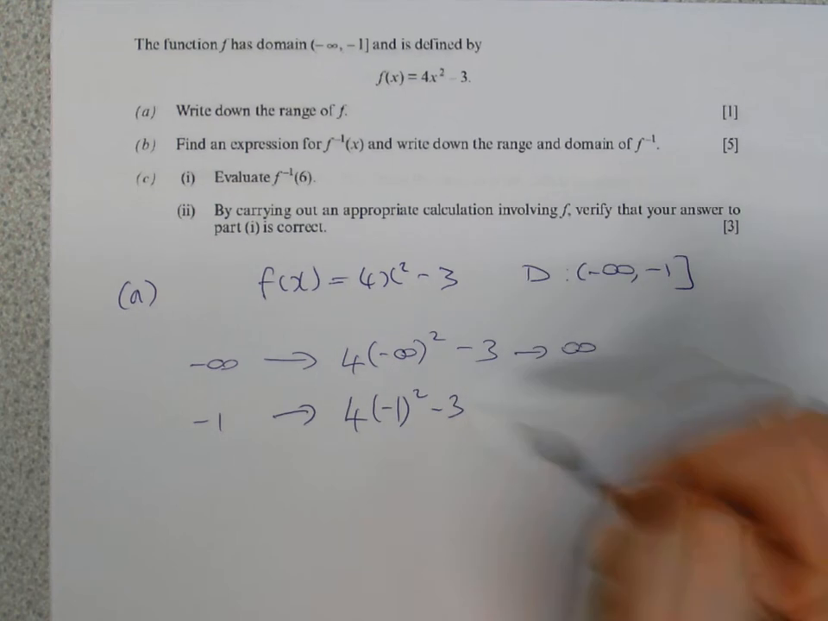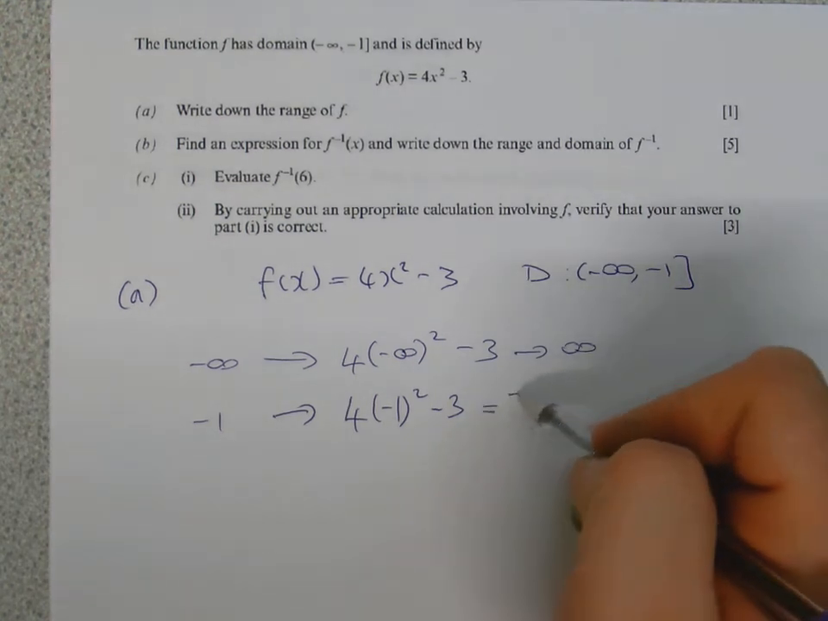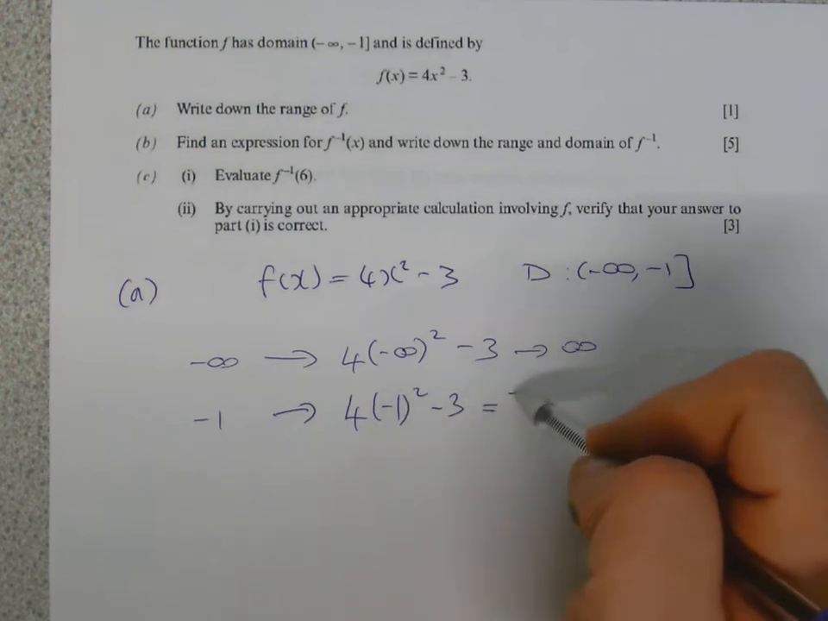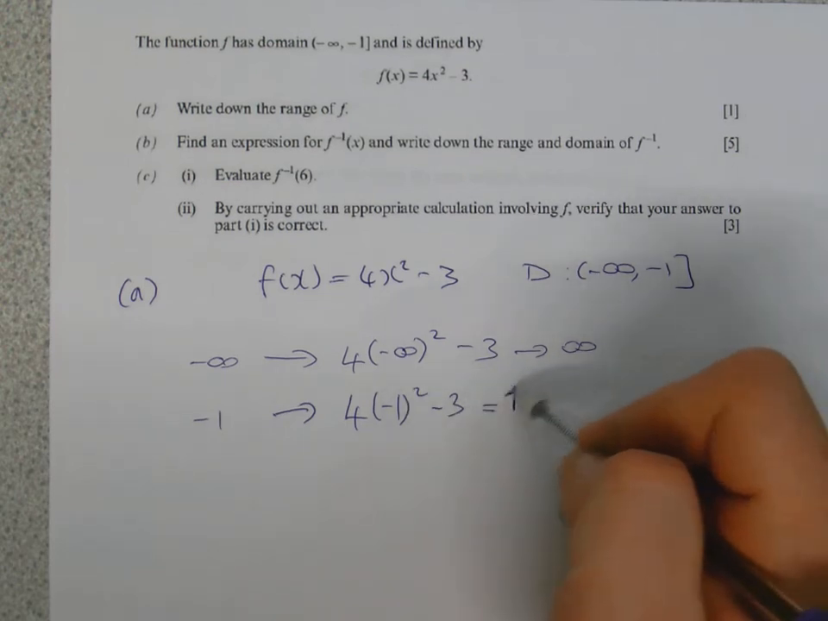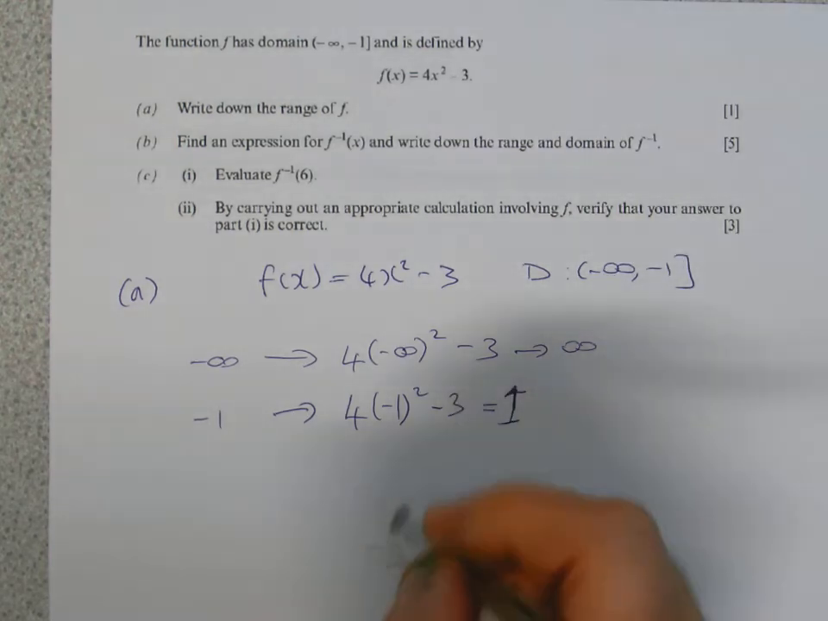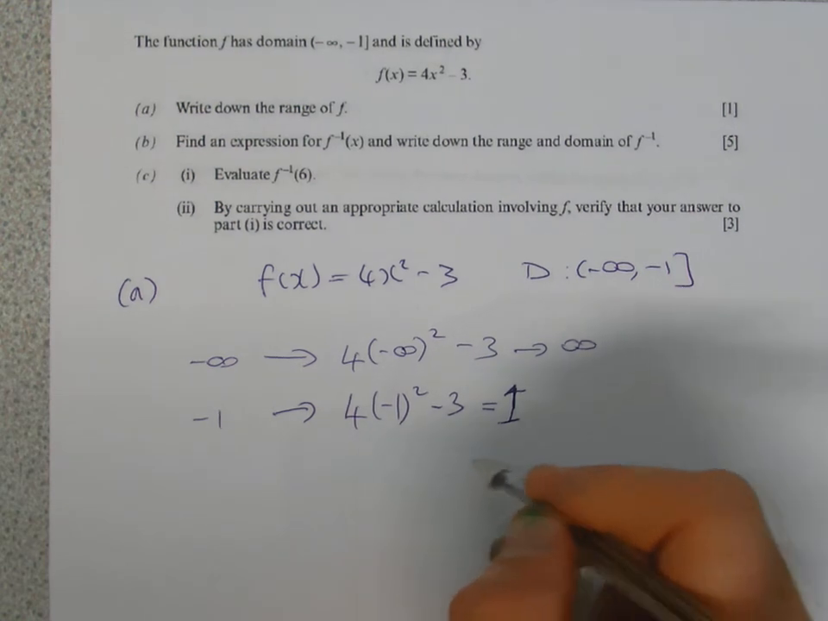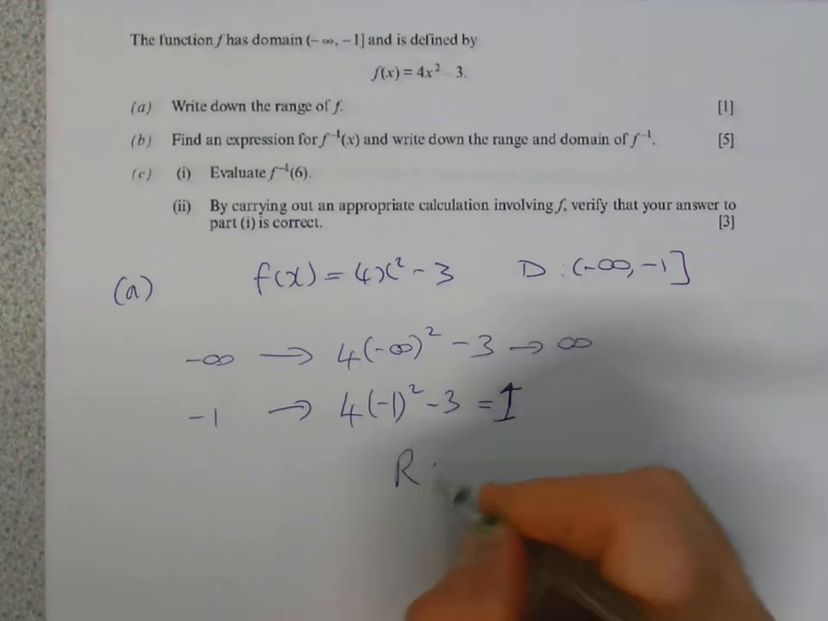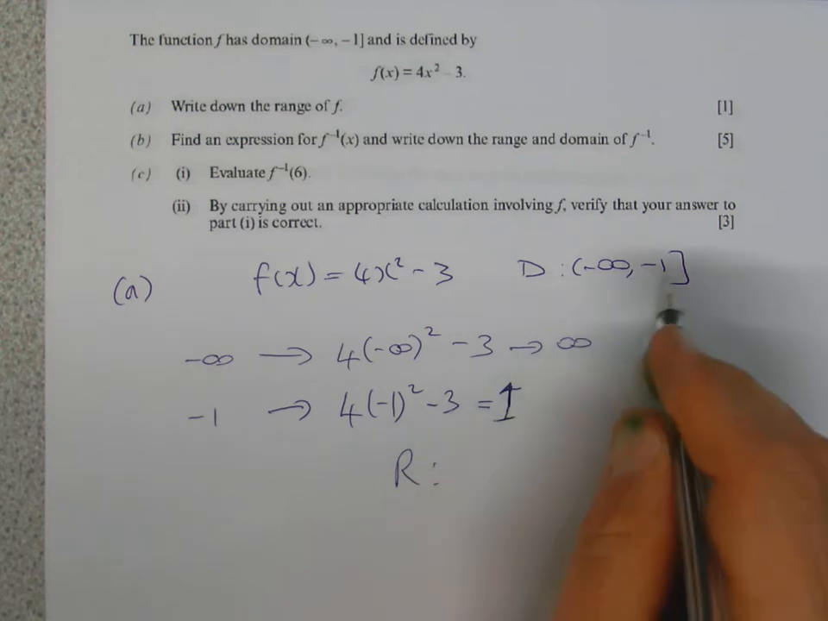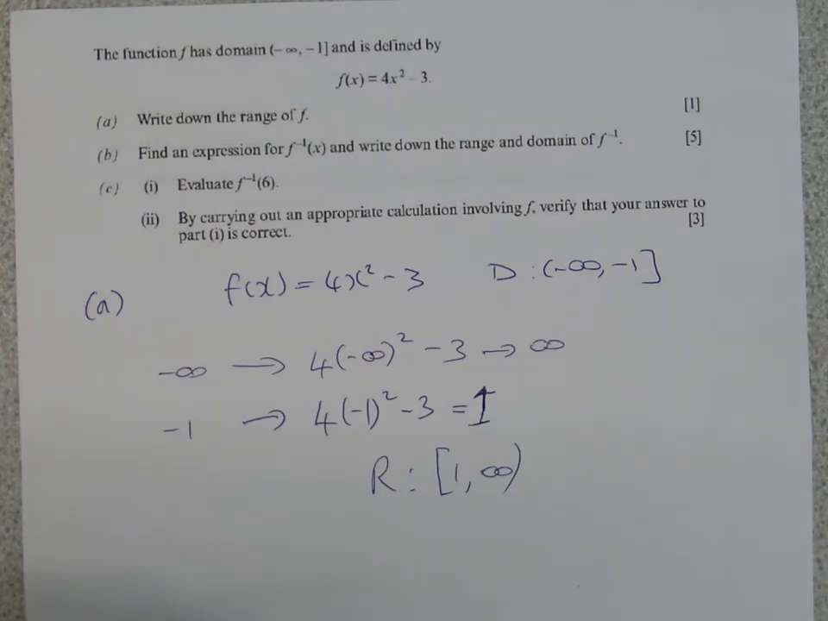take away 3. So you can use a calculator on that if you want, but that would come out to be 7. Yeah? No, it won't be, because that's 4. It's come out to be 1, won't it? It's going to be positive 1 there. Okay? So your range will be 1, and it'll include 1, because minus 1 is included. All the way to infinity. Okay.